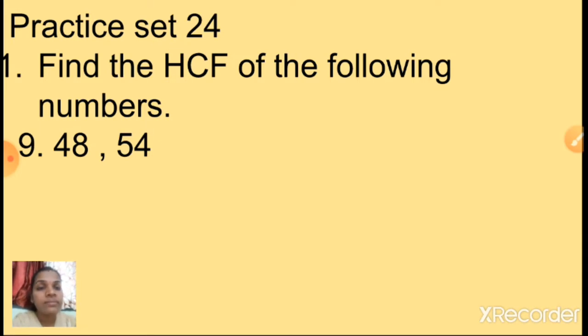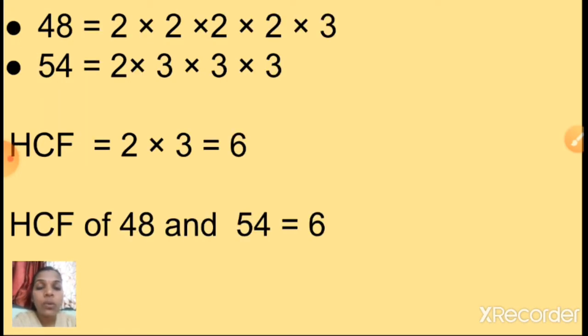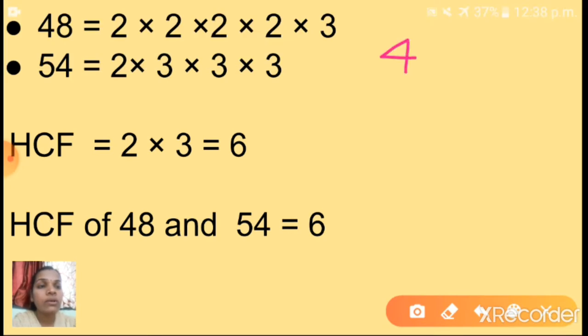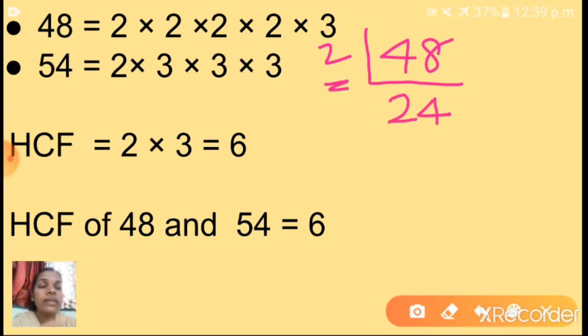Okay children, see here 48. What are the prime factors of 48? We have to find now. See, for that first one is what? Yes, 48 you have to write like this, and 48 is what? Even number or odd number? Very good. 48 is even number. So which prime number will come here? Very good. 2 will come. Okay, we can completely divide this 48 by 2. So how many 2's are there? 2 2's are 4, 4 2's are 8.